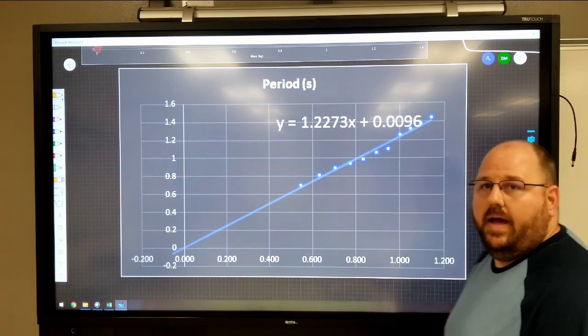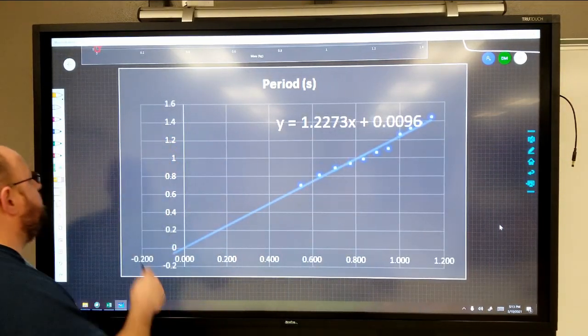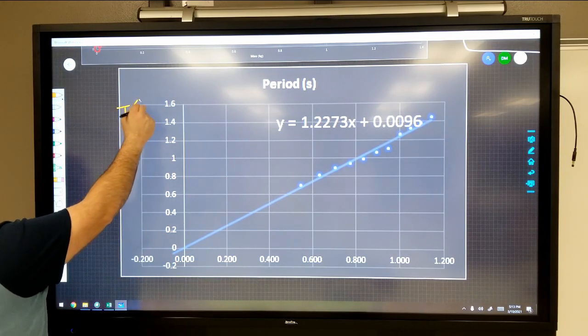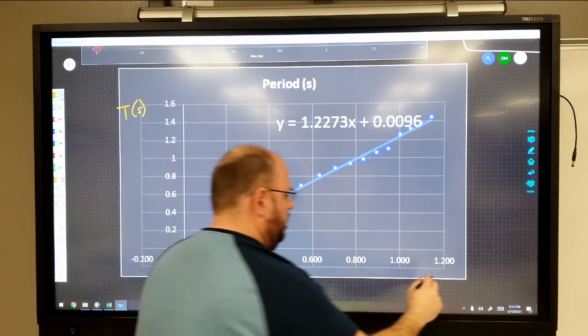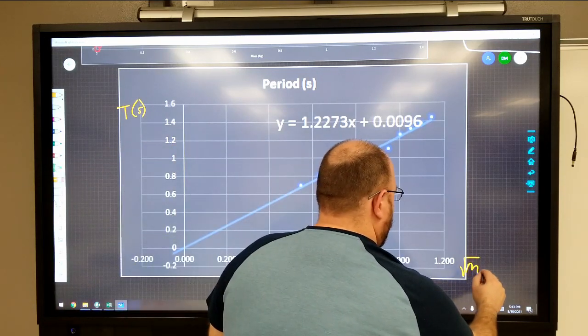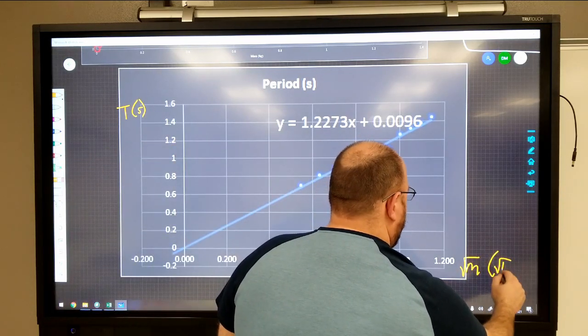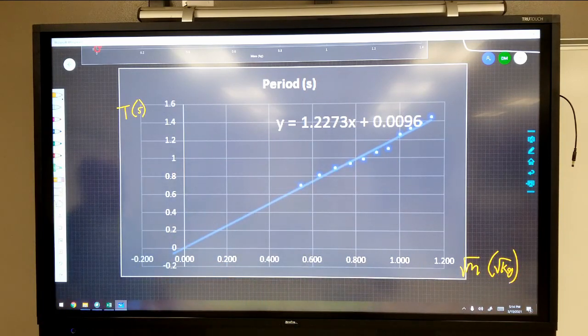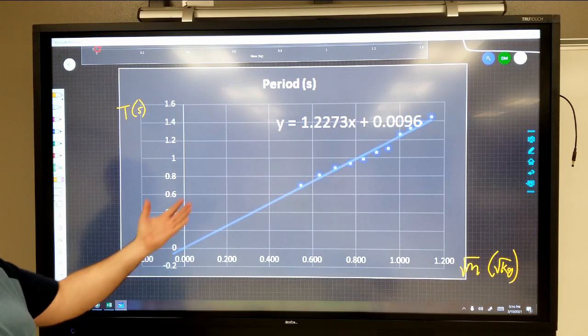I didn't label my axes when I made my spreadsheet, sorry. So over here, this is my time, and time period is in seconds. This is the square root of mass. And you can write the square root of a kilogram, or kilogram to the minus 1/2 power, whatever you want. And so it's a y equals mx plus b thing again.